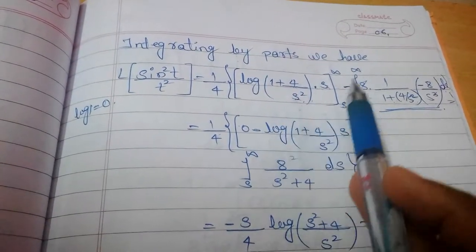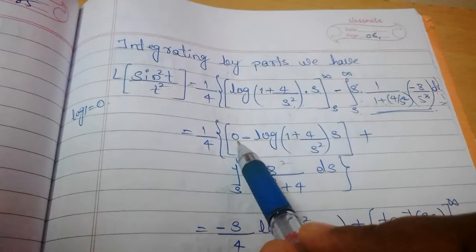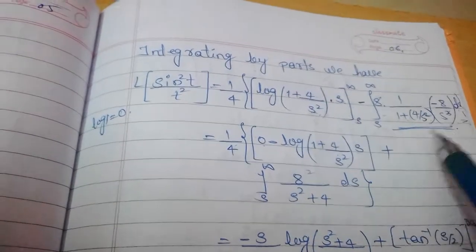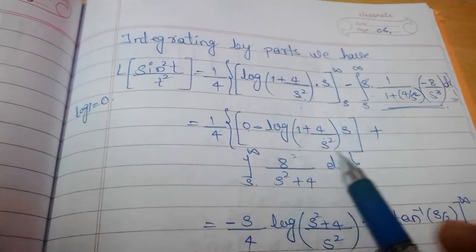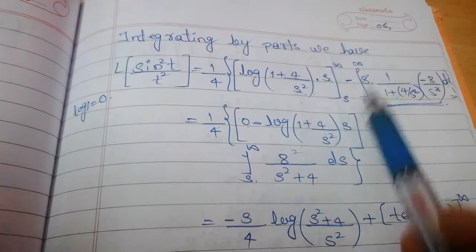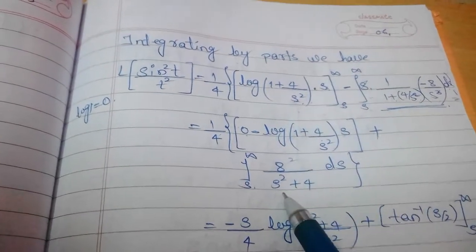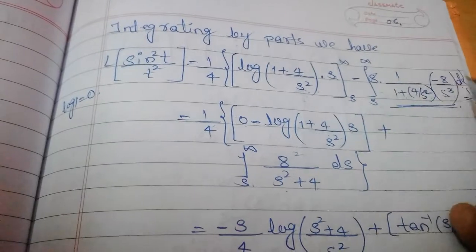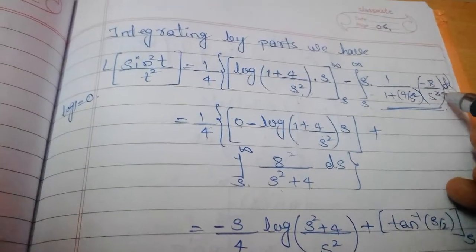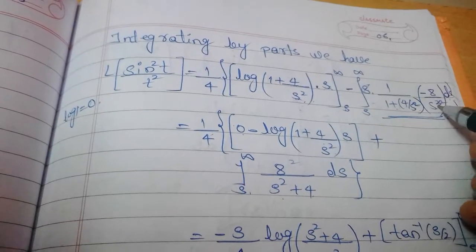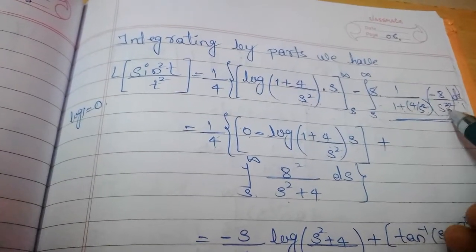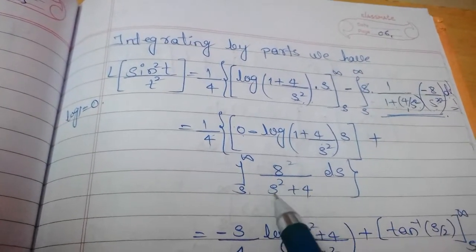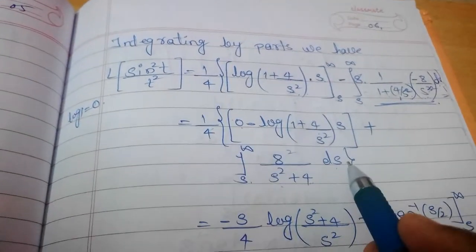Therefore the first term, when we apply the upper limit, will be 0, minus the lower limit, which is log of 1 plus 4 by s square into s, plus for this one integration from s to infinity, minus into minus is plus. Here I am writing it will be plus 8 divided by 4 s square plus 4, because here it is s, here s cube, and one s gets cancelled, it will be s square. Multiply this s square to the denominator term, we get 8 divided by s square plus 4 into ds.